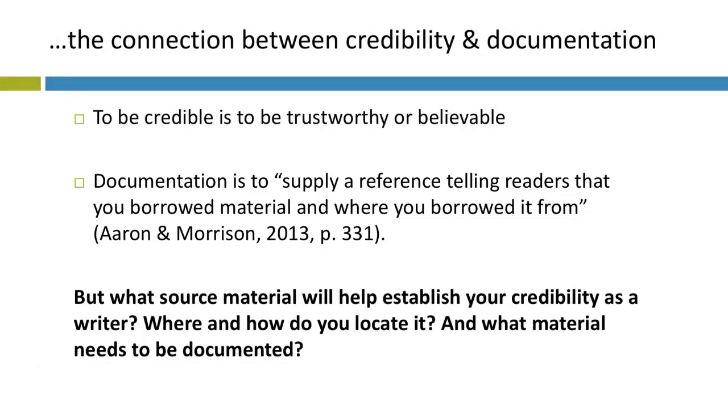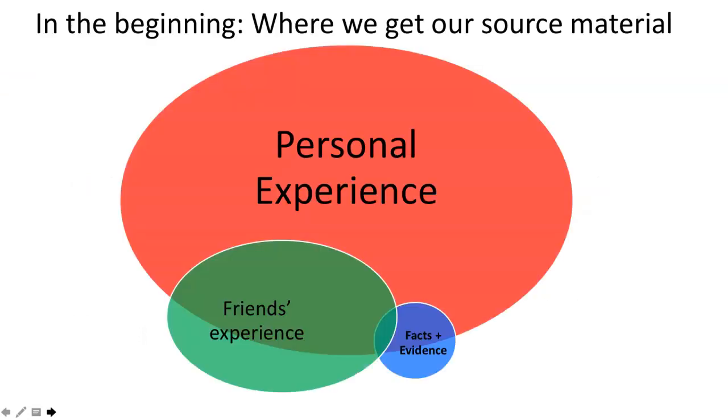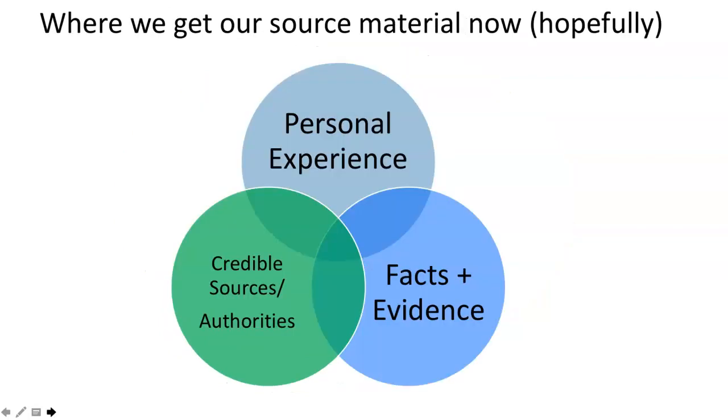The next question, of course, is what kind of source material will help establish your credibility as a writer? Where do you locate it? How do you locate it? What kind of material needs to be documented? So before you took Communications 1, maybe where you got your source material looked a little bit like this. Mostly personal experience, maybe to a lesser extent friends' experience, and then you could see the smallest portion of all is source material from facts and evidence.